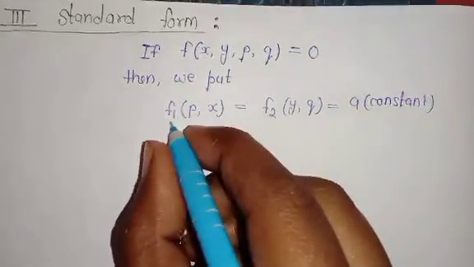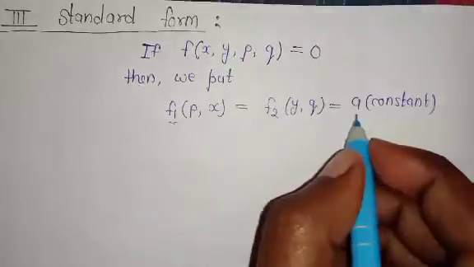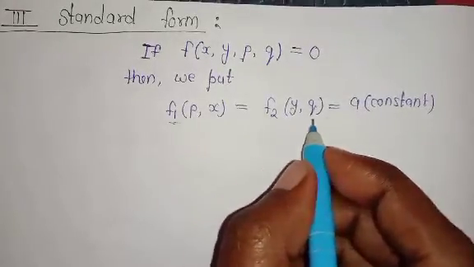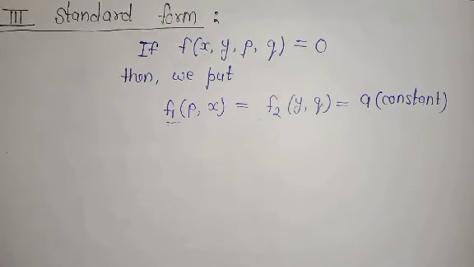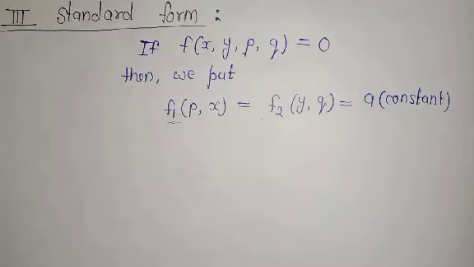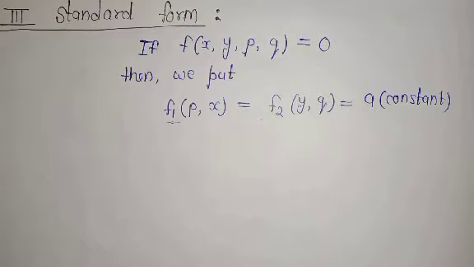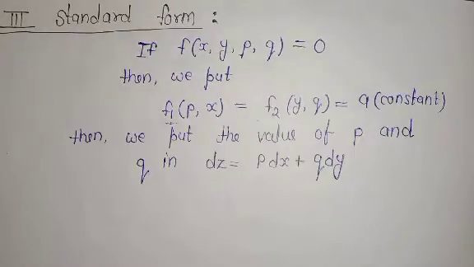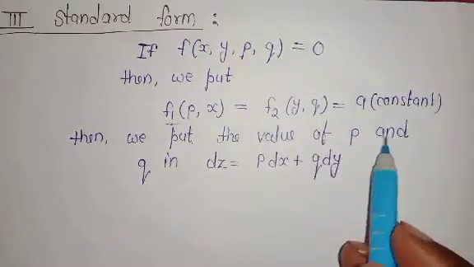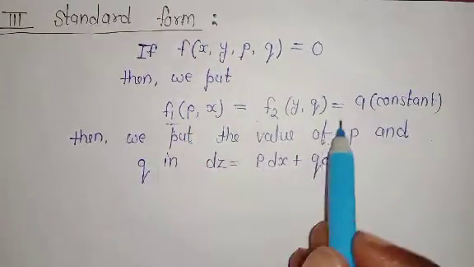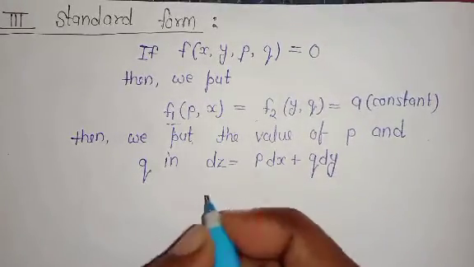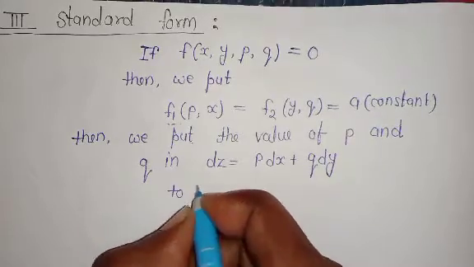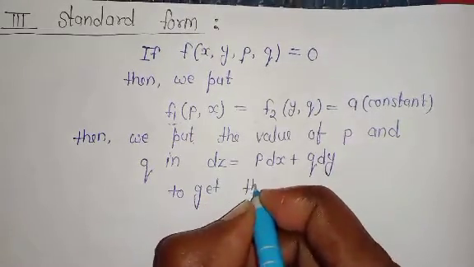From these two equations, firstly we take this one, and again we take this one. From these two equations we can get the value of p and q, and after getting the value of p and q we can put it into the equation of general solution, so that we can find the exact general solution. So we put the value of p and q which are obtained from these equations into the general solution, so that we can get the required general solution.